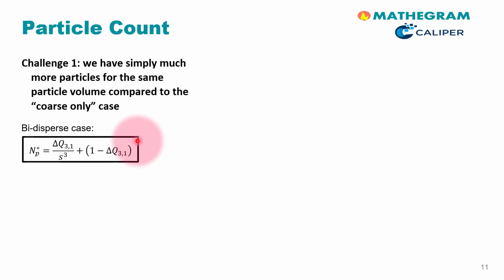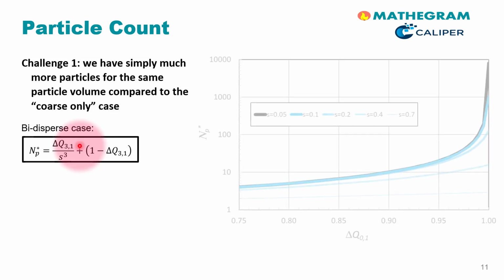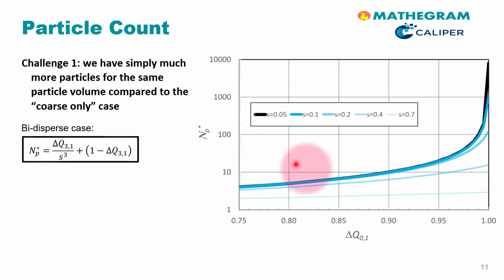To illustrate this, I provide an expression for the normalized number of particles NP star in a bidispersed mixture containing particles with a size ratio of S and a volume fraction delta Q31 of the fines. This simple expression can be found by considering a fixed particle volume and calculating the number of small and large particles in it. The resulting data is visualized in the figure on the right.